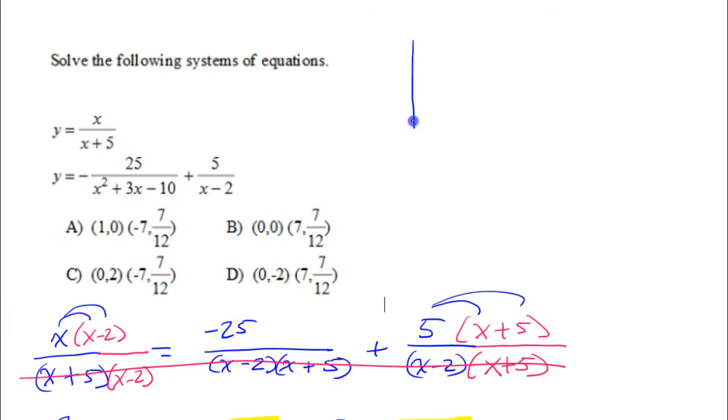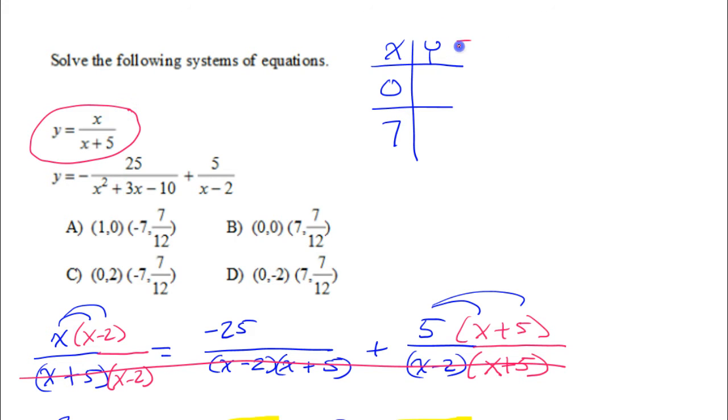So I'm going to make a little XY chart, because I need the y value. So we have 0 and we have 7, but we need the y values that go with these. So where will I get the y value? Well, I could use either one of these equations for y. Of course, I'm going to choose this one because it's relatively simple. So y is equal to x over x plus 5.